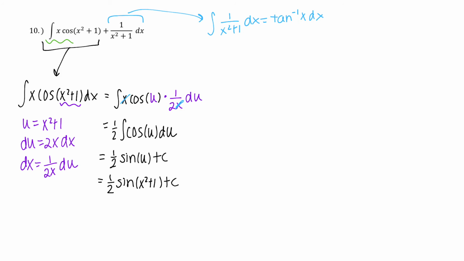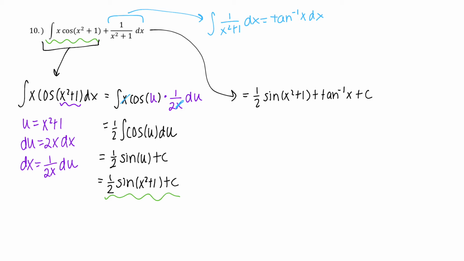So that's this portion here. If I do this entire integral, it'll come out to 1/2 sine of x squared plus 1. Now I'm not going to put the plus c, I'm just going to put the plus c at the end. So I have that portion. For this guy, that one is tan inverse, so plus tan inverse of x plus c.